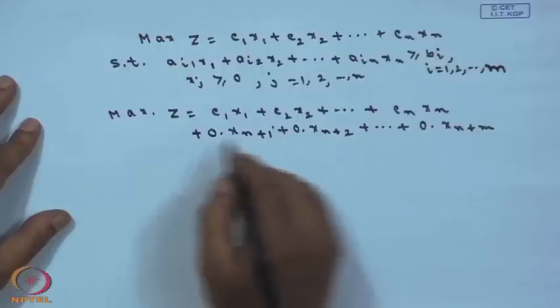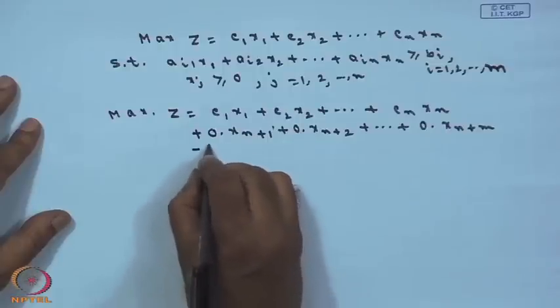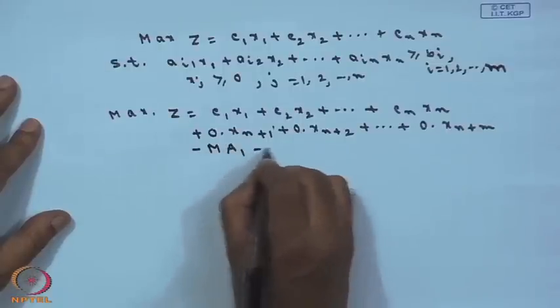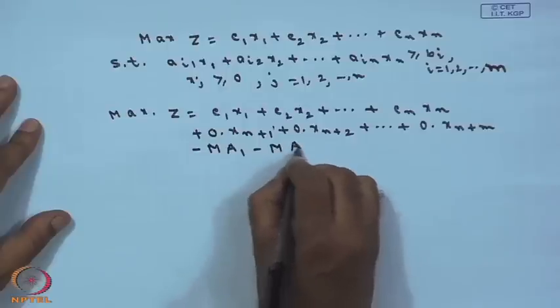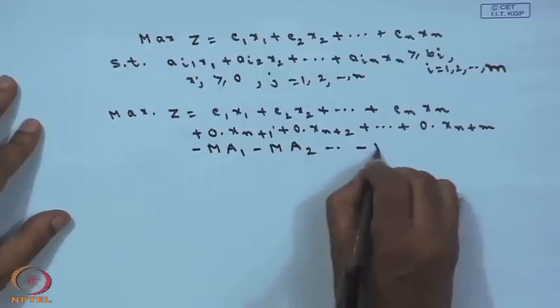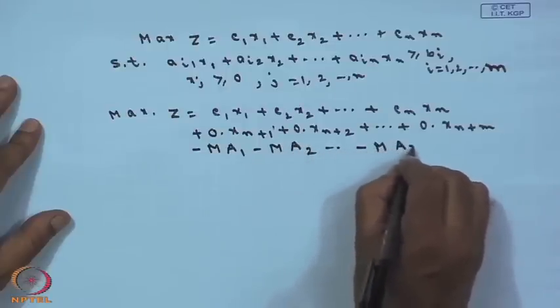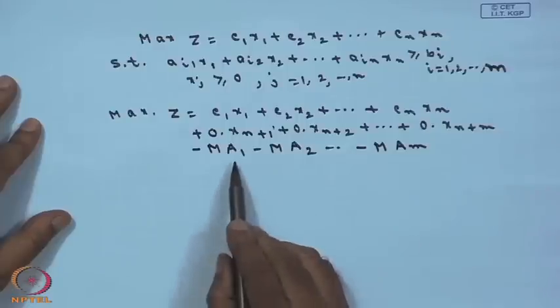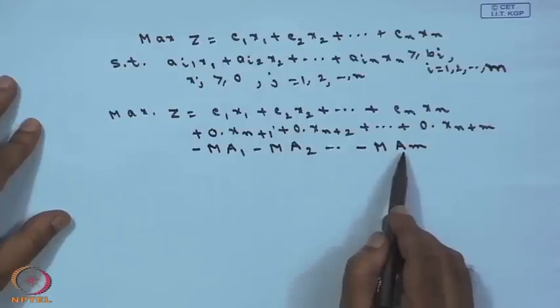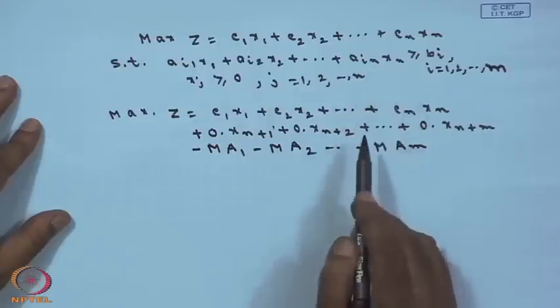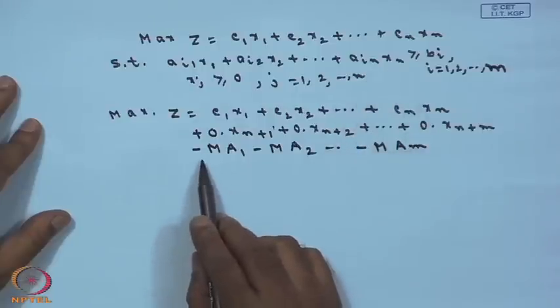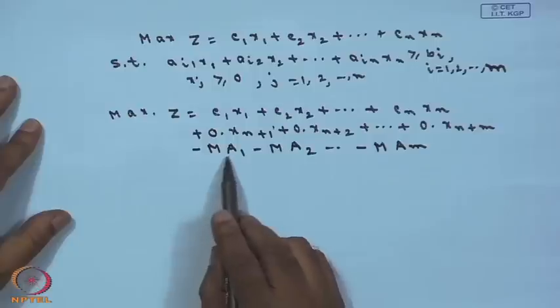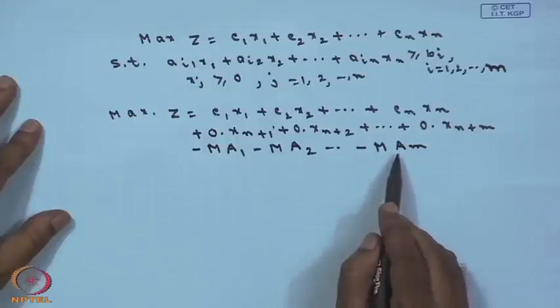Now, here I have to associate a large penalty corresponding to each artificial variable. So, this will be minus M into a1, minus M into a2, like this way, minus M into am. These a1, a2, am are the artificial variables associated with the ith constraints, and we are associating the very large negative quantity over here.